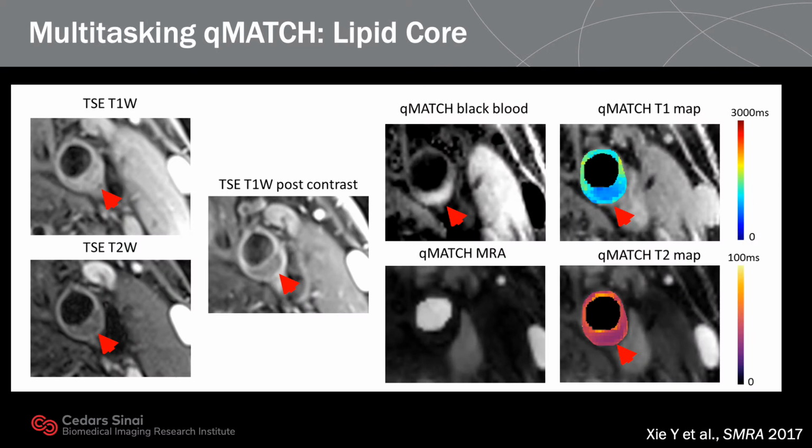This example shows the use of multitasking qMATCH to identify the lipid core without the need for contrast enhancement. Lipid has both short T1 and T2 values. The presence of lipid core is confirmed by conventional post-contrast imaging.